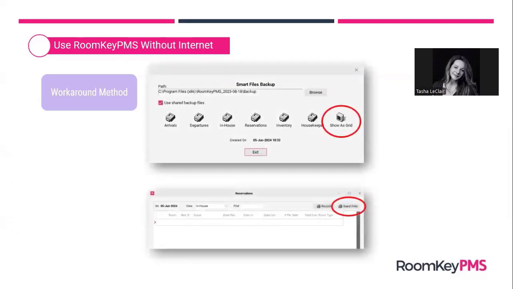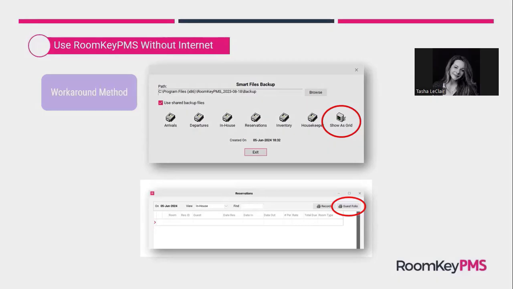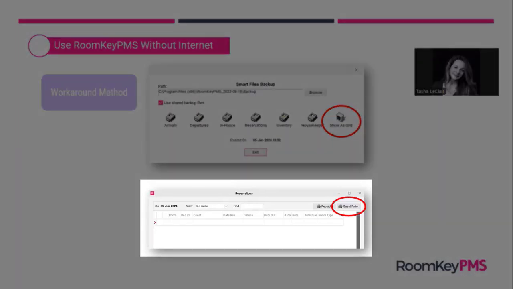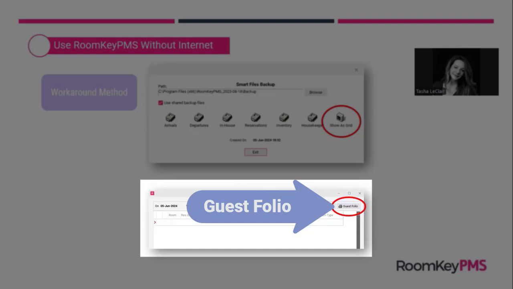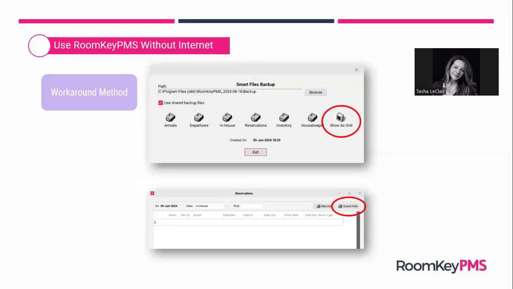Now, one of the things that you can do if you want to generate a copy of the guest folio, whether it is an arrival, departure, or in-house guest, you can use this button on the Smart Files backup. It says show as grid, and that will show these reservations in a list or grid format with the option to print a copy of that guest folio. So not only do you have access to reporting as far as arrivals, departures, and reservations, but you also have access to any folios associated with those reservations.